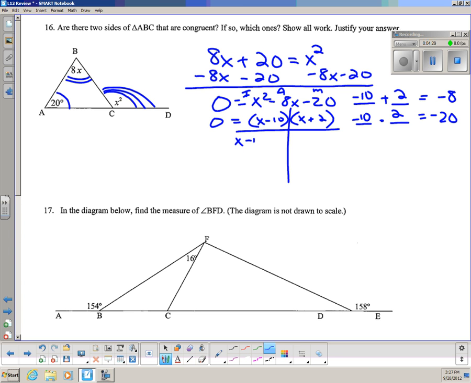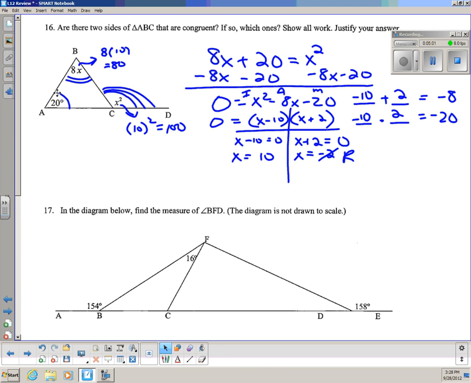Setting each factor equal to 0, I get x is 10 and x is -2. But if x were -2, then angle B would be -16. So I have to reject this and keep my x as 10. So now I'm going to go to the picture and plug in x as 10. So 8 times 10, this angle up here is 80. X squared is 10 squared, which is 100.